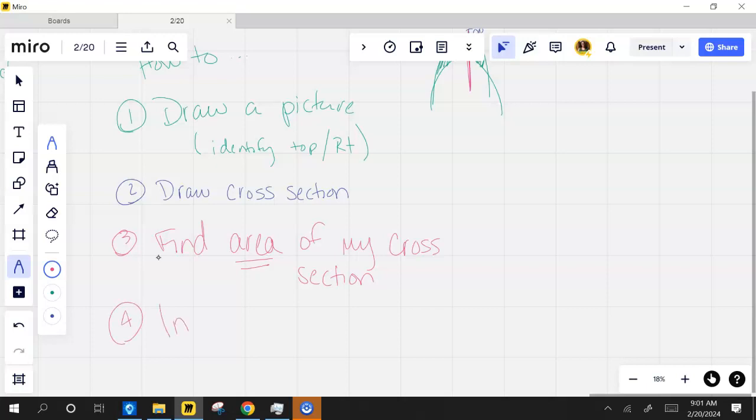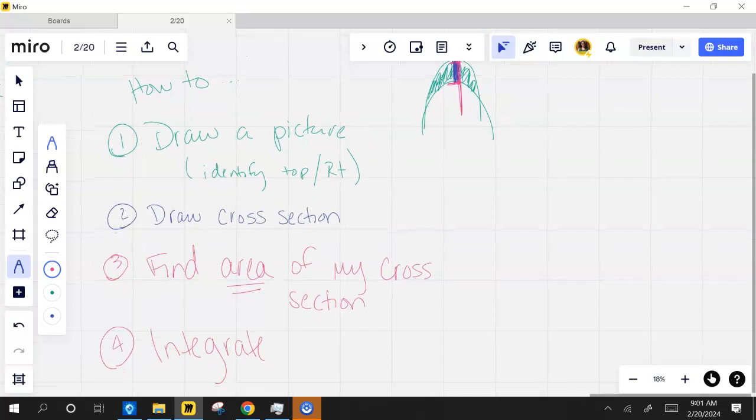So I find the area of my particular cross-section, and then lastly I am going to integrate. And by integrating, I have found the volume. Of course, I have to find my bounds. And in here, I'm going to integrate the area of my shape, and that's going to give me the volume.